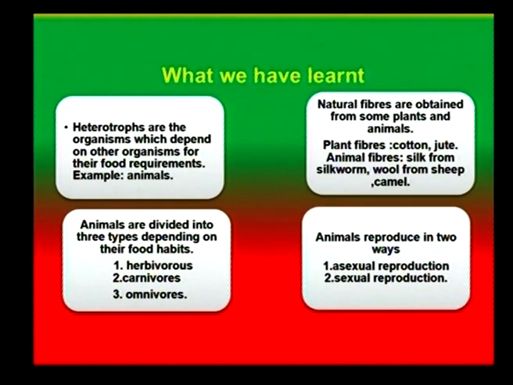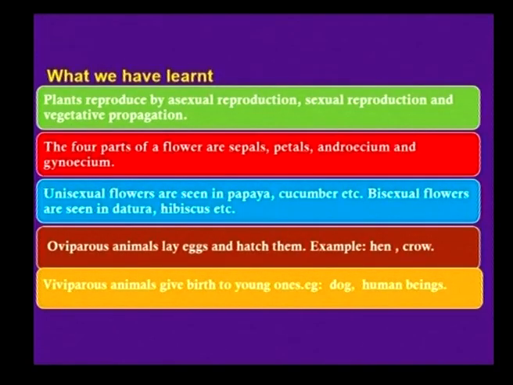Animals reproduce in two ways: asexual reproduction and sexual reproduction. Plants reproduce by asexual reproduction, sexual reproduction and vegetative propagation. The four parts of a flower are sepals, petals, androecium and gynoecium. Unisexual flowers are seen in papaya, cucumber, etc. Bisexual flowers are seen in datura, hibiscus, etc.